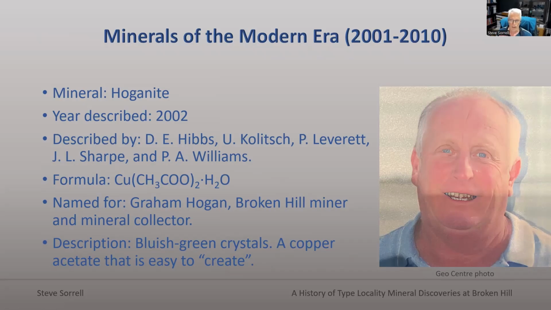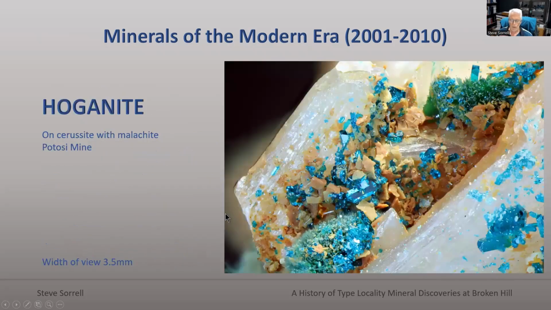but not naturally occurring. The original occurrence was at the Potosi mine, which is the north end of the Broken Hill series. And I think the initial discussion was that it might have been leaf litter or something like that that had got down into the copper zone and provided what was needed to create this copper acetate. It's a bit of an odd one. But that's what it looks like. That's what it looks like when it's brand spanking new.